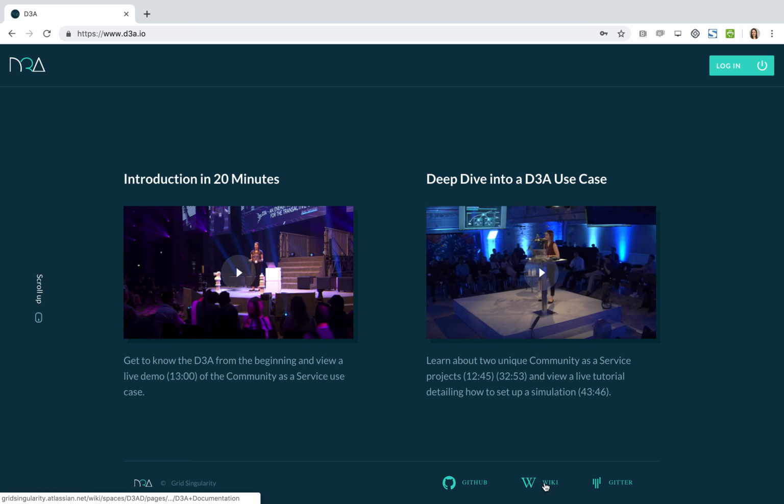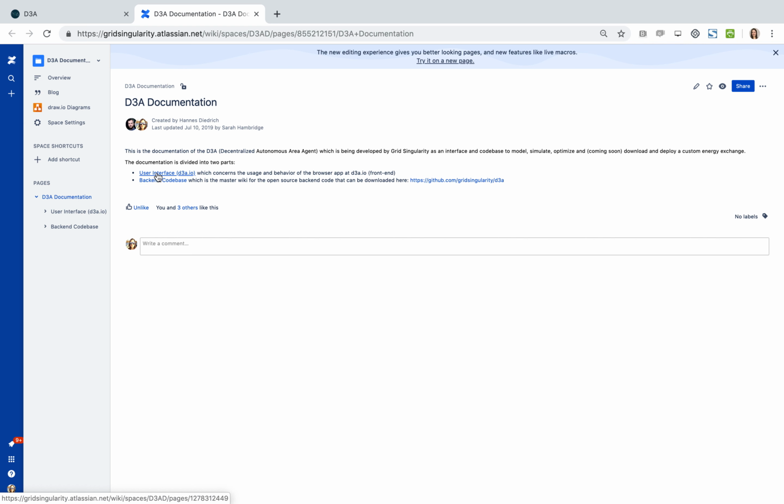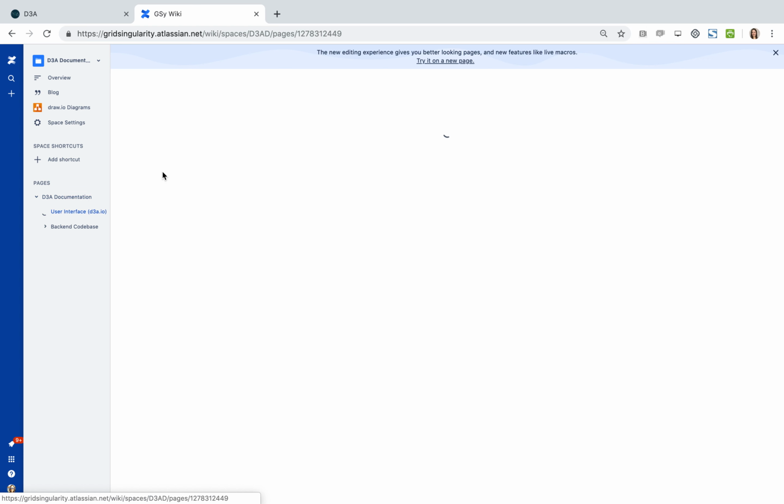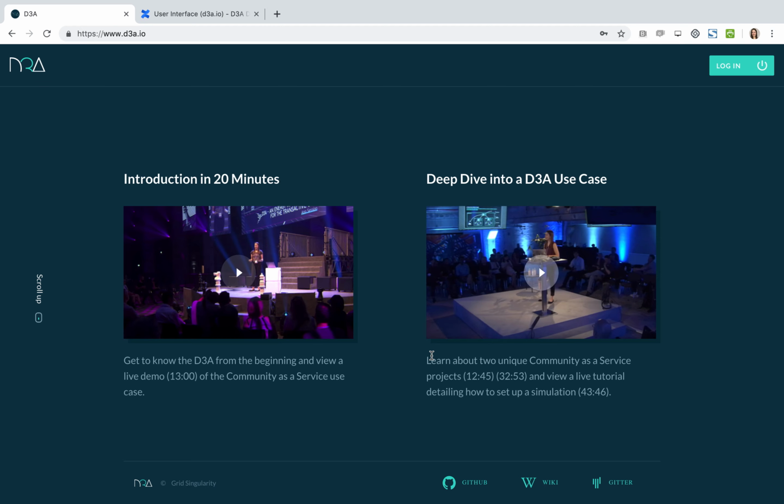You can also click to our wiki, and this will give you all of our documentation so far. And so it's broken into the user interface and the backend code base. So if you need any help navigating the UI, you can go here and click on these links to get more of a background and maybe answer some of your questions.